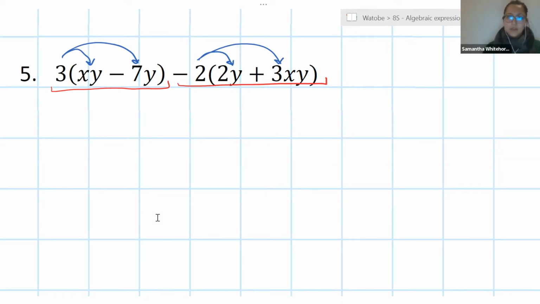And guys, remember when you're multiplying, especially when you start to multiply that -2, be mindful of what happens to your signs. I see some hands up.